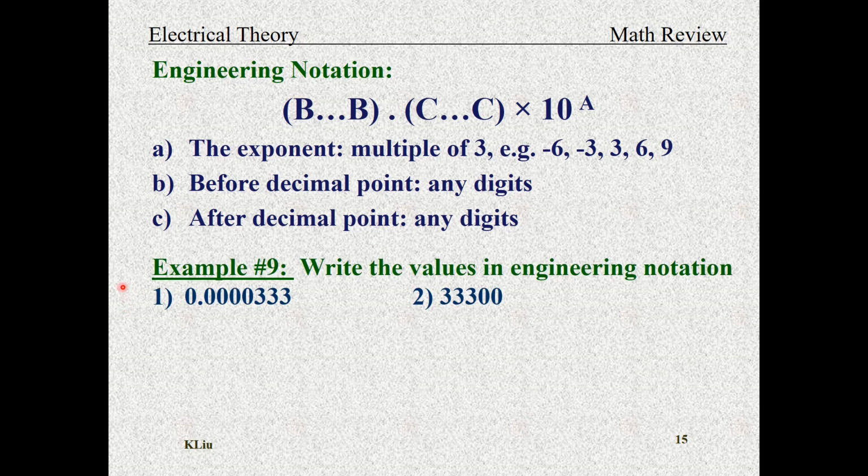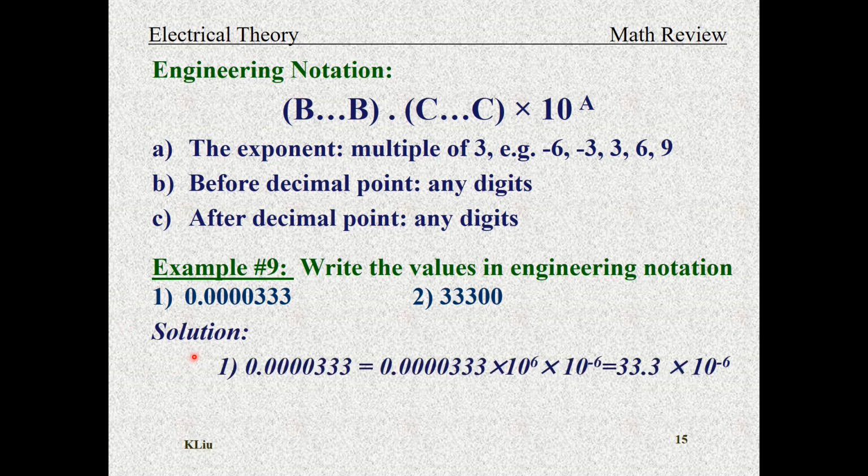Example number 9. Write the values in engineering notation. Here are the solutions. For the first number, to get a multiple of 3 for the exponent, we can use 3 or 6 here. Let's use 6 here, since it will result in a reasonable decimal number.